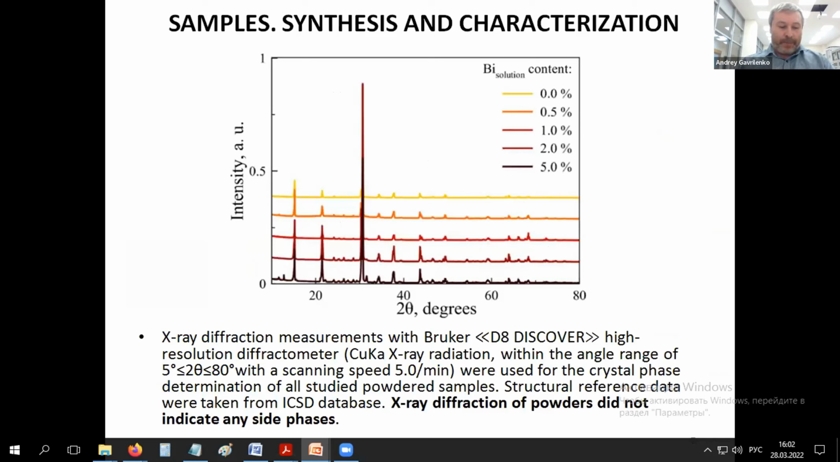X-ray diffraction measurements with a high-resolution reflectometer were used for the crystal phase determination of all studied powdered samples. Structural reference data were taken from the ICSD database. Corresponding diffractograms confirm a successful formation of the CsPbBr3 perovskite phase for both doped and undoped samples. X-ray diffraction of powders did not indicate any side phases.